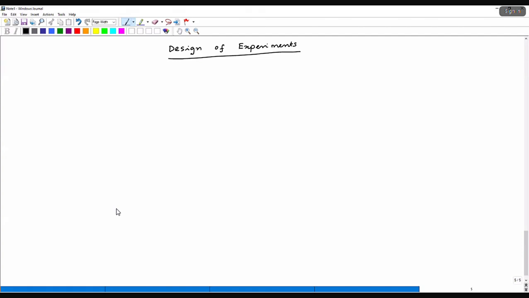So design of experiments: first of all, what is the goal of experiments? I think in the very first class, we talked about why we do experiments. One of the reasons is that we want to understand the behavior of a system. So essentially, we want to collect data, but we want to do a minimum number of experiments, and we want to maximize information about a system.